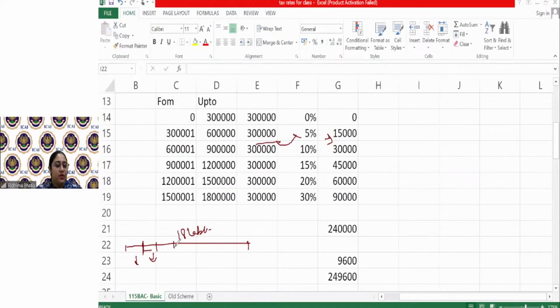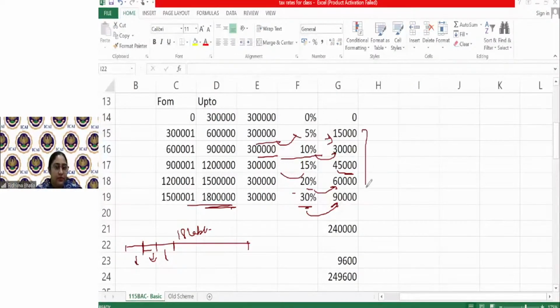Then on the next 3 lakhs, the tax would be at the rate of 10%, which is 30,000. Then from 9 to 12, that is on the next 3 lakhs, the tax would be 15%, that is 45,000. Then on the next 3 lakhs, the tax would be 20%, that is 60,000. And on the next 3 lakhs, which is 15 lakhs to 18 lakhs, tax would be at the rate of 30% on this 3 lakh, which is 90,000.